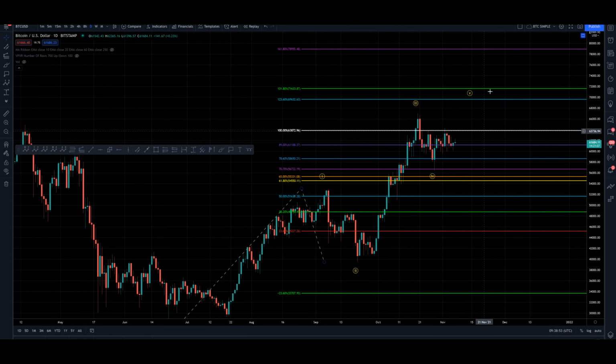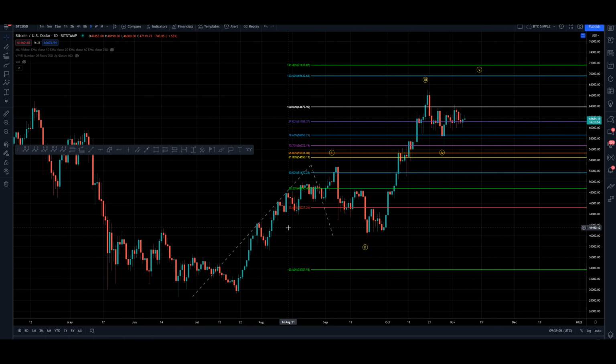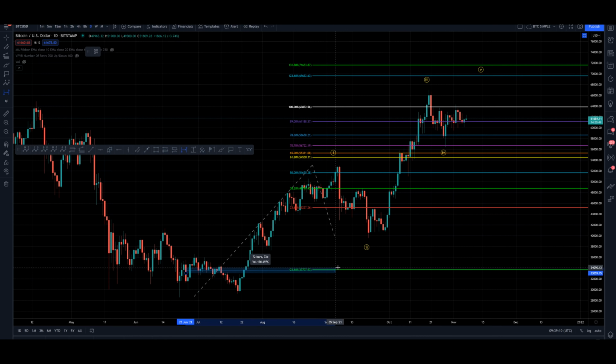1, 2, 3, 4, 5. I don't think that's particularly likely. We didn't come to a typical wave 3 extension. The wave 3 doesn't have a very nice relationship in terms of time to the wave 1. The wave 3 would have completed in a fraction of the time of the wave 1.